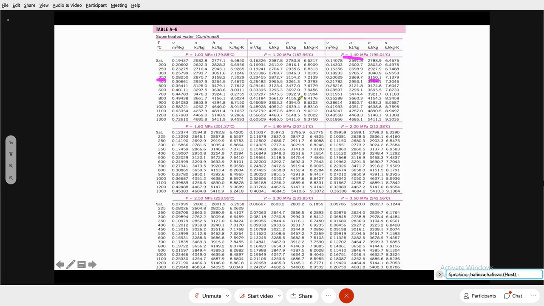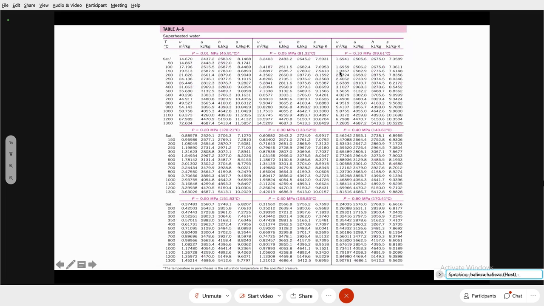What about the outlet? The outlet pressure is 0.5, so we're going to look at the table before that. Can you find 0.5? It's here at the bottom. The temperature is not given, but it is stated that it is saturated. So which one are you going to look at? That's saturated, so your enthalpy is that value, 2748.